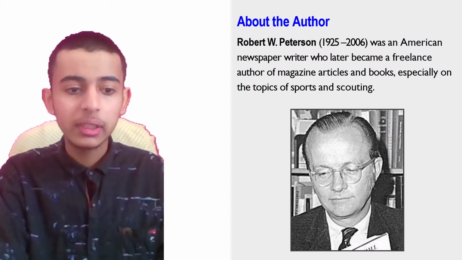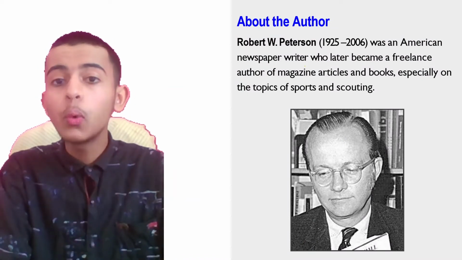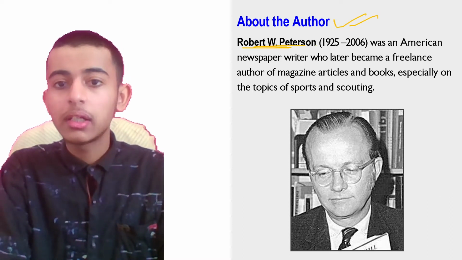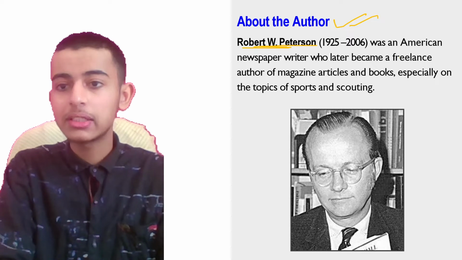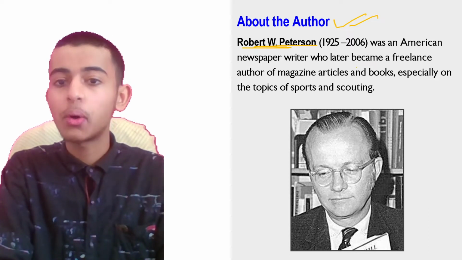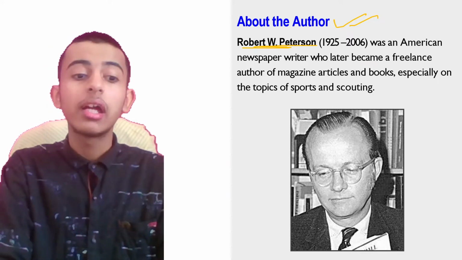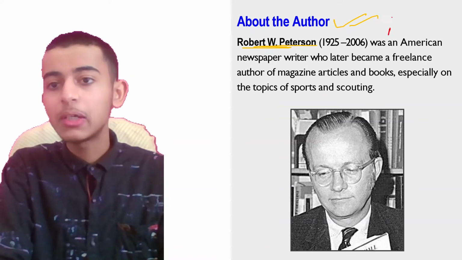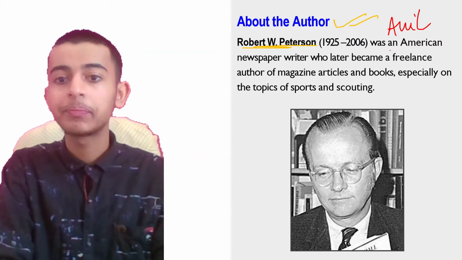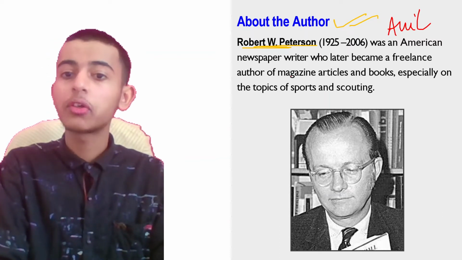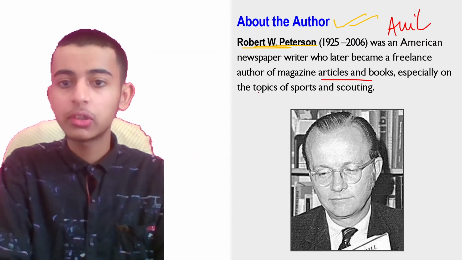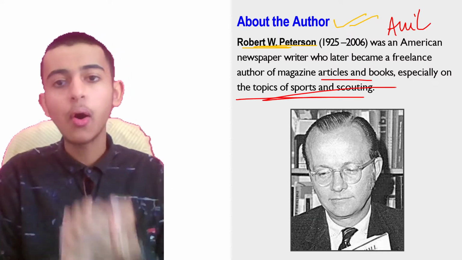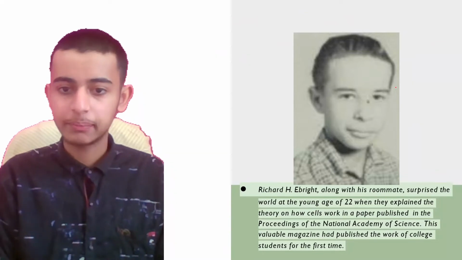Now we are talking about the author because without knowing about the author, you won't be able to connect with the chapter. Robert W. Peterson was an American newspaper writer who later became a freelance author of magazine articles and books, especially on the topics of sports and scouting. Did you remember Anil, the thief story over here? He was also a freelancer. So he's Robert W. Peterson, the author of The Making of a Scientist.